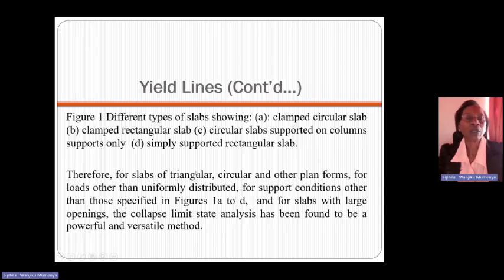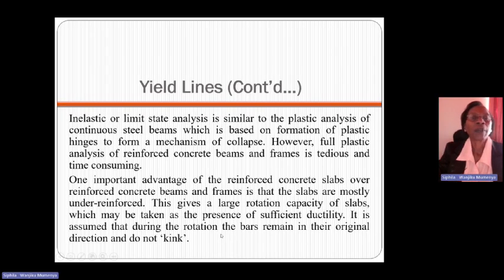I have talked about a clamped circular slab, clamped rectangular slab, circular slab supported on column supports only, and this simply supported rectangular slab. Therefore, for slabs of triangular, circular, and other plan forms, and for loads other than uniformly distributed, and for support conditions other than those specified in figures 1A to D, which I've already shown in the previous slide, and for slabs with large openings, we find that the collapse limit state analysis has been found to be a very powerful and versatile method.